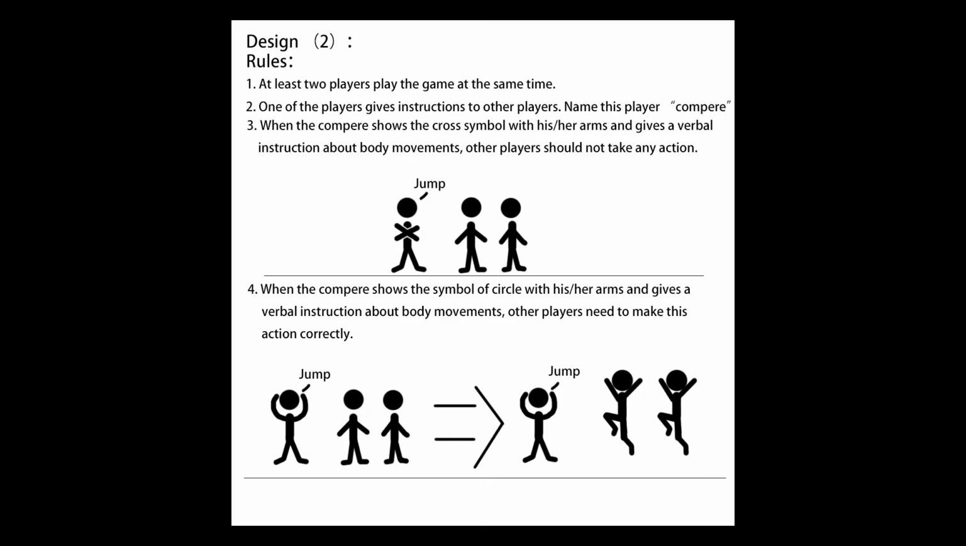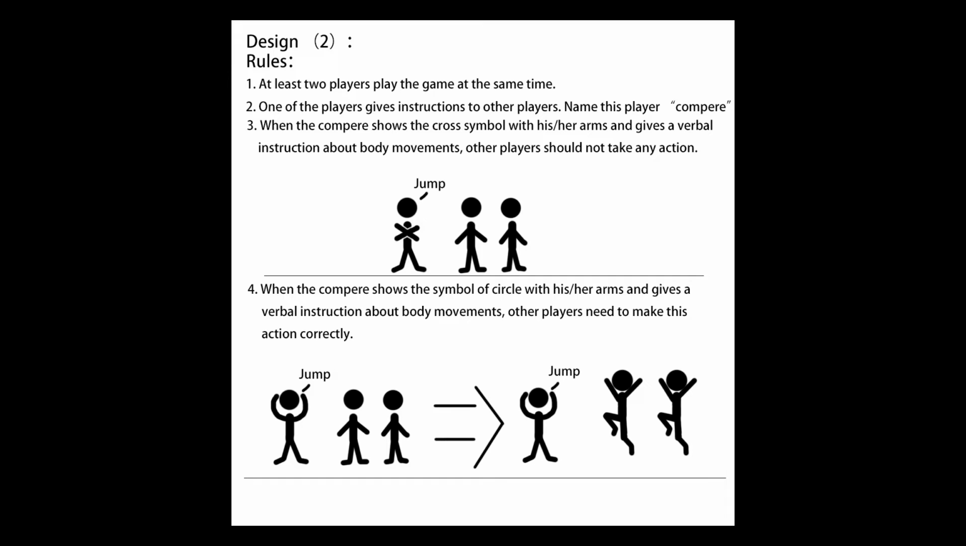For example, look at the first picture. If the Compre says jump and shows the cross symbol with his or her arms, other players should not take any action now.